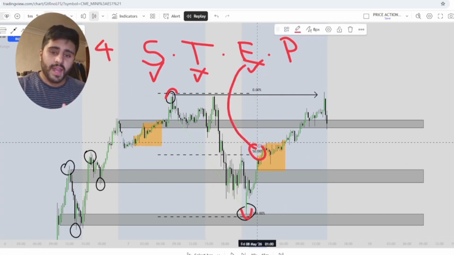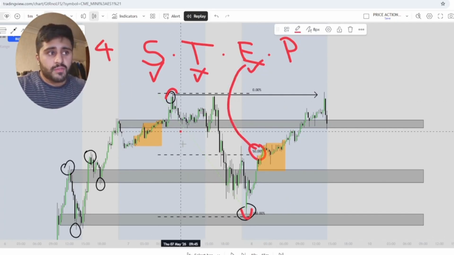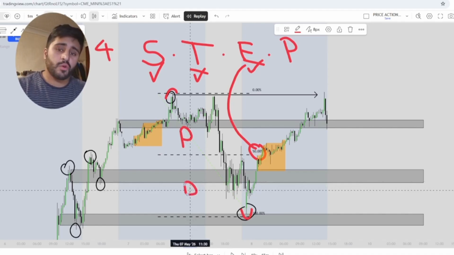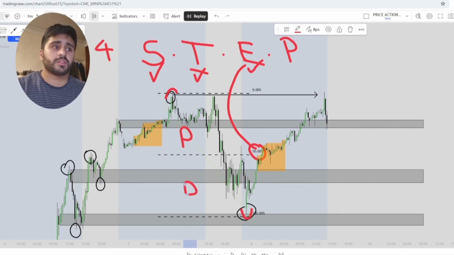For those who trade any kind of concept, this is maybe similar to ICT or smart money concepts. It is basically premium and discount. This is why this trade is a little bit more complex, but it shouldn't be too complex. I'm going to break it down.